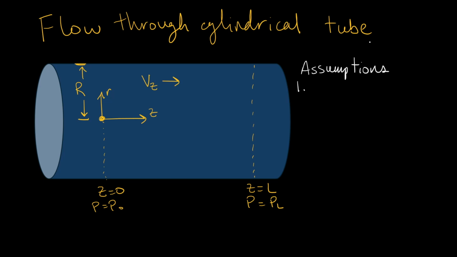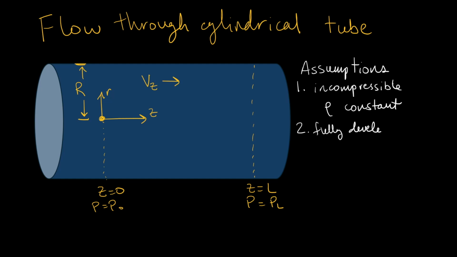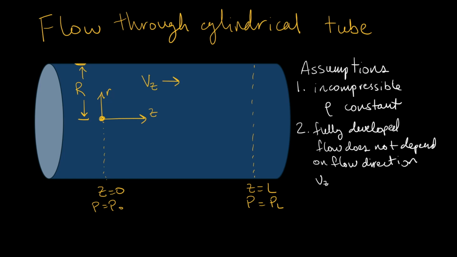So the first assumption is that the fluid is going to be incompressible. This means that our density of the fluid, rho, is a constant. And this is usually a nice approximation for most liquids. A second assumption is that this flow is fully developed. And that means the flow does not depend on the flow direction. So in other words, the velocity in the z direction does not depend on z.